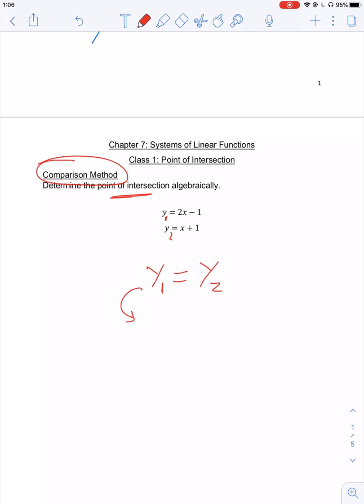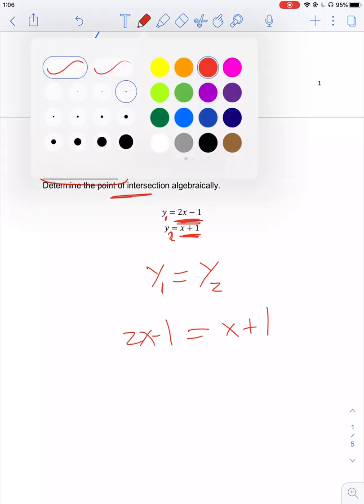I'm gonna replace y1 by this, because y1 equals 2x minus 1, so I can replace that by 2x minus 1. And y2 is actually equal to x plus 1, so I'm gonna replace this y2 by x plus 1. Now I have an equation with one unknown, so I can easily solve for x. Okay, so let's solve for x.